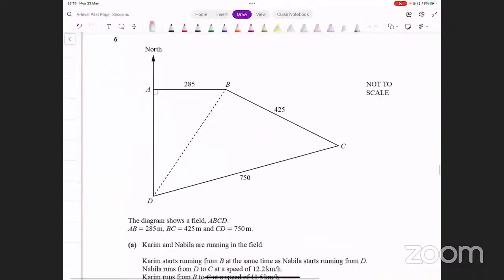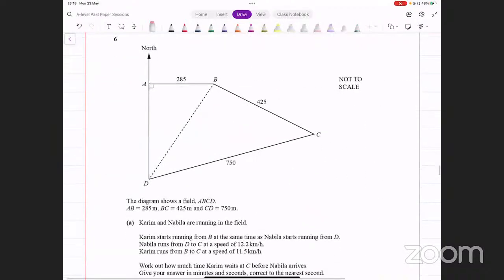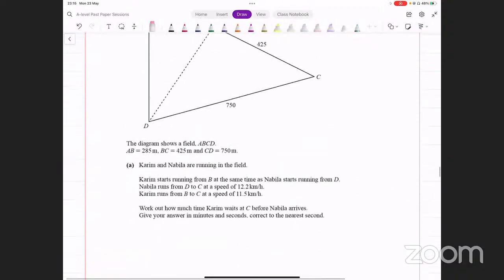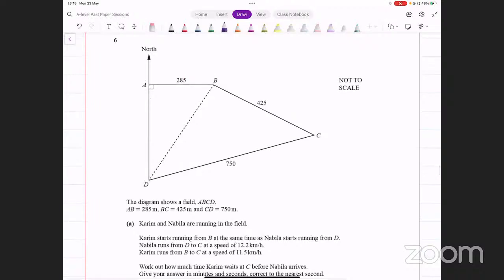Question number 6. So now we've got this diagram. So this looks like trigonometry, or maybe not. Just the time आ गया. अच्छा, distance, speed. आ गया यहाँ पे. Let's think about this. The diagram shows a field A, B, C, D. AB is 285 meters, BC is given, and CD is given. ये तीन आपको lengths दी हुई हैं. Kareem and Nabila are running in the field. Kareem starts running from B at the same time as Nabila starts running from D. So they're starting from B and D.